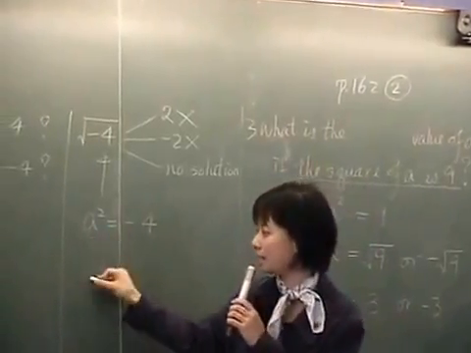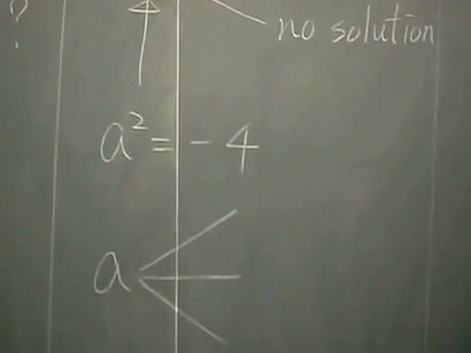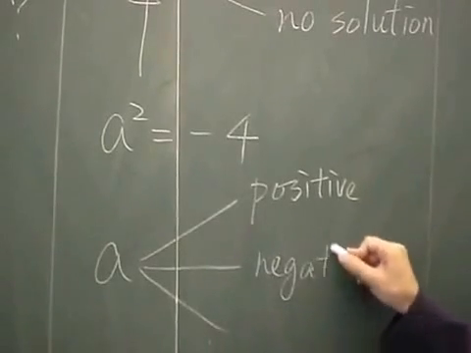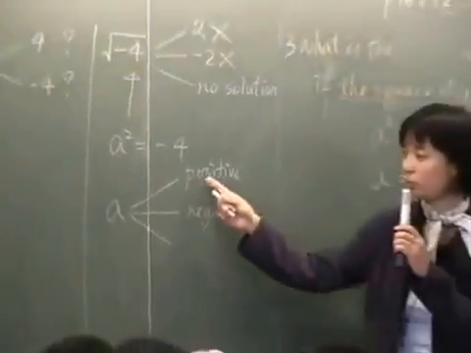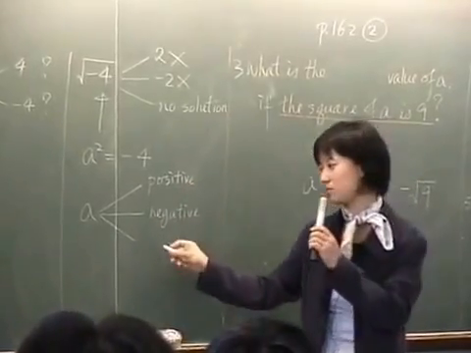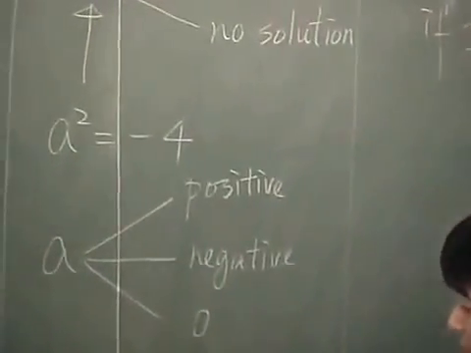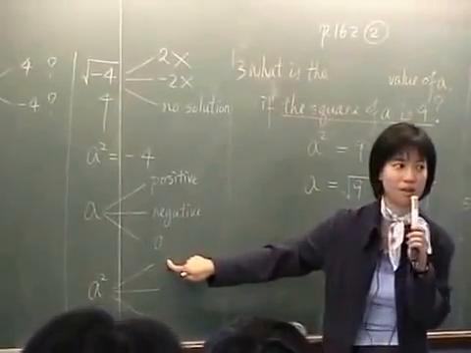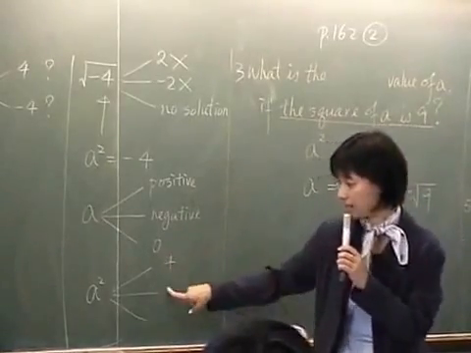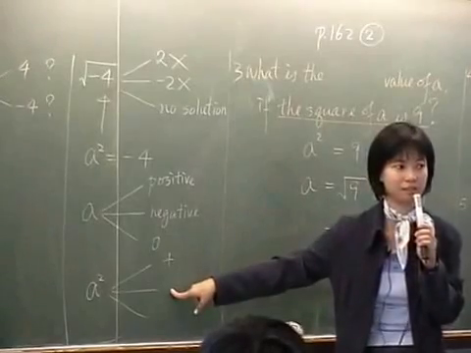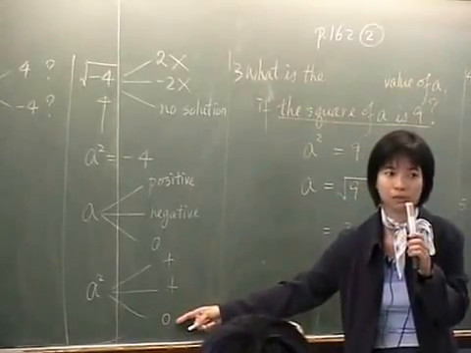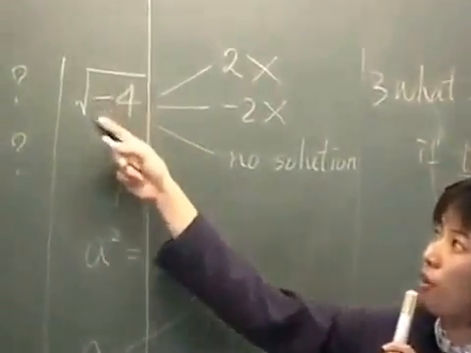No, because every number can be grouped into 3 cases. It must be one of these: maybe it is positive, maybe it is negative, or 0. Yes, very good. So if a is positive, then what is the value of a squared? Positive. If it is negative, what is the square of a? Positive. If it is 0, then what is the square of 0? 0. So is there any answer equal to negative? No. So for this negative 4, you cannot find the answer.